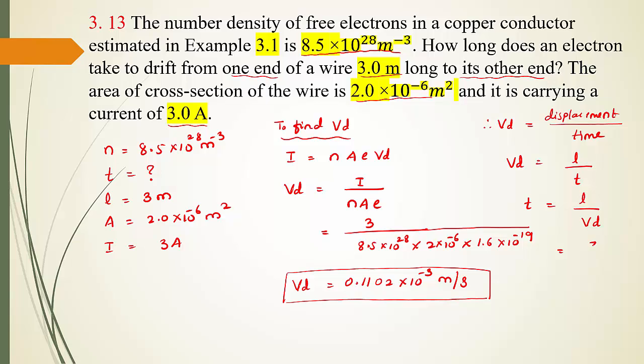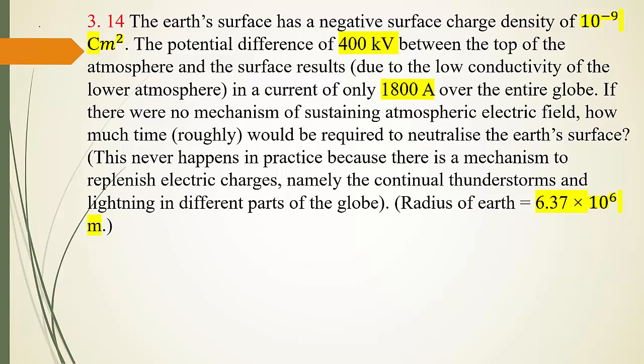Length of the wire is given, 3 meter, divided by drift velocity, we got 0.1102 into 10 raised to minus 3. So we will get the time interval T equal to 27.2 into 10 raised to 3 seconds. So here, 27.2 into 10 raised to 3 seconds is the time taken by an electron to drift from one end of the wire to the other end. Yes, 14th problem.